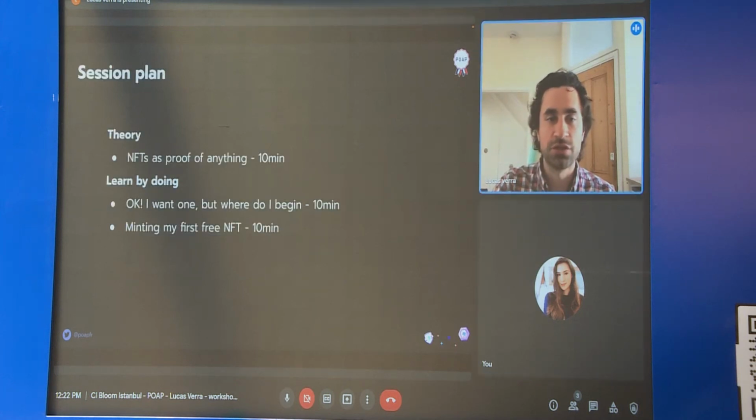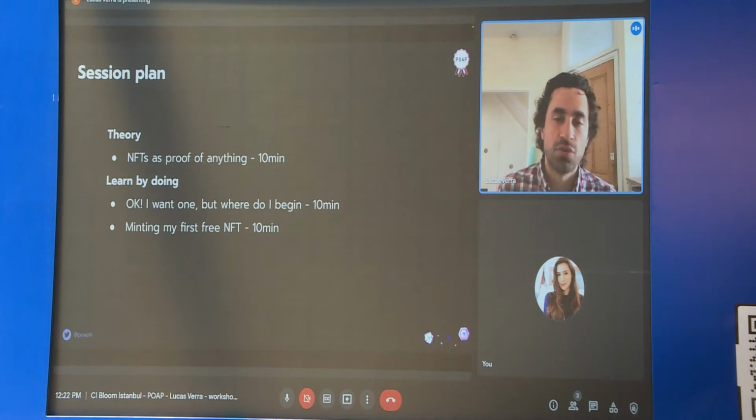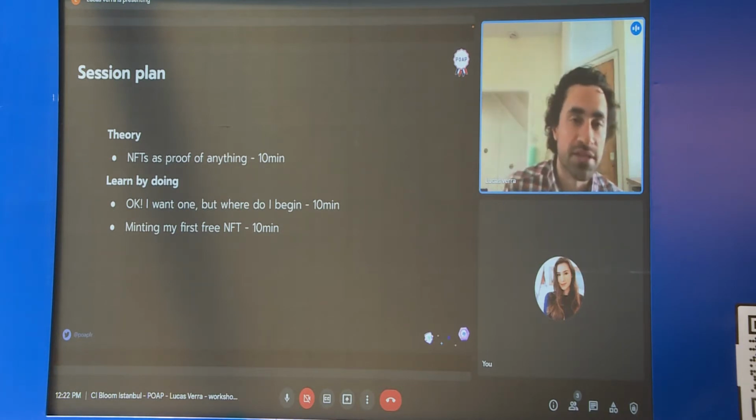Okay, so the session plan, as we see it here, is going to be divided in three parts. One that is a little bit of theory and then a little bit of practice. And the idea is that we will have a discussion on the theory: what NFTs are, why it's useful, and what is new and what is necessary.